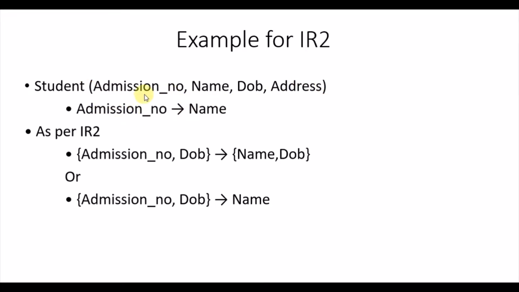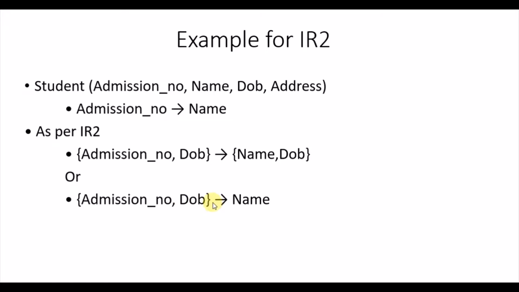implies name comma DOB. So with DOB, that is date of birth, on the left hand side and the right hand side, you will be able to get a valid dependency. Admission number comma DOB determines name comma DOB, or admission number comma DOB determines name. So you'll be able to get name from admission number comma DOB. You can add the same set of attributes to both LHS and RHS, or on the LHS. So you have two examples for IR2.